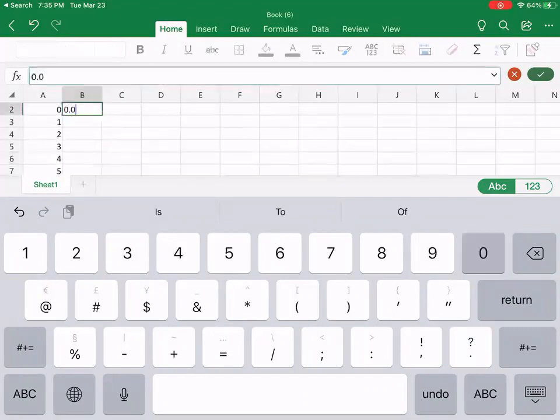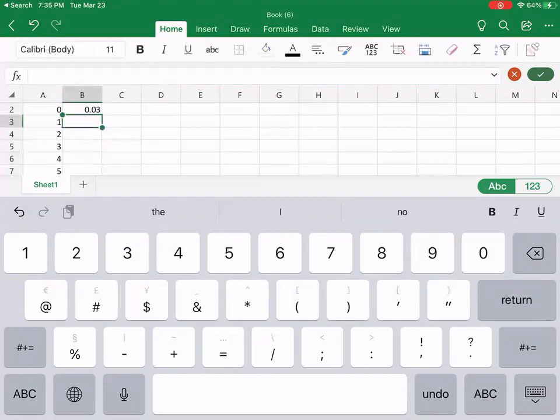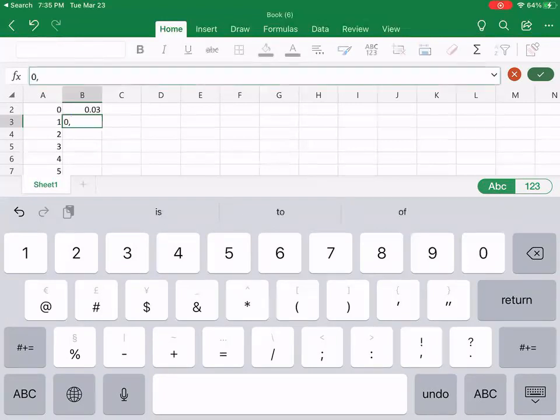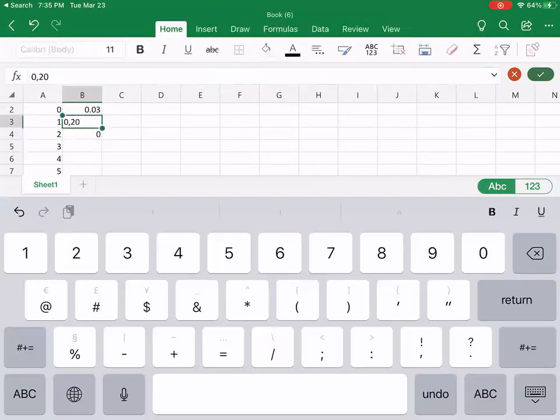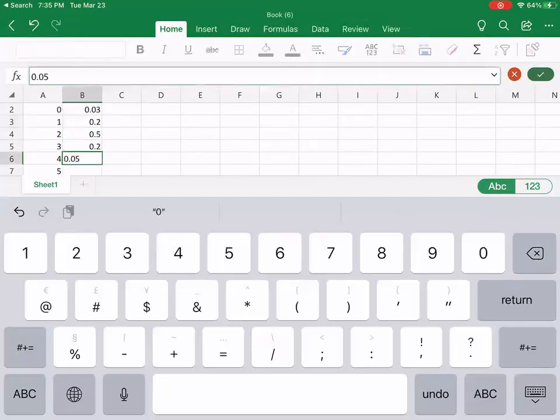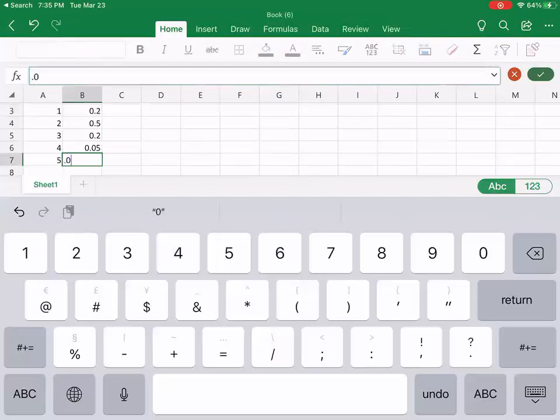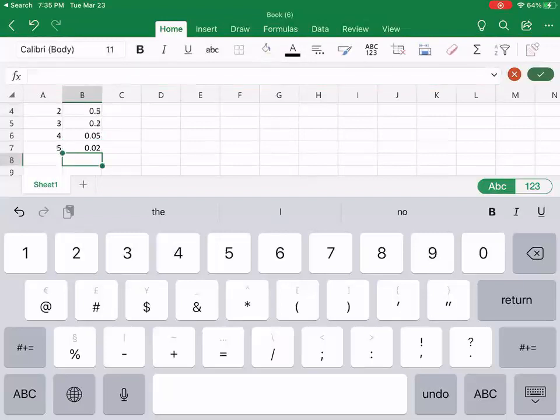Probabilities, 0.03. Can somebody call them out? Tell me real quick, I don't remember what they were. I don't want to keep switching back and forth. 0.20, thank you. What's the next one? 0.50. All right, what's the next one? 0.20. All right, next one. 0.05, and 0.02. Thank you, I appreciate that.